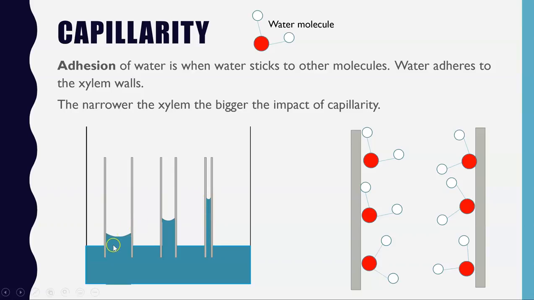from the other end. So this will be happening in the xylem as well. Without even having any pull action from the top, the water will actually move up slightly because of adhesion. And the narrower the xylem is, the bigger the impact of capillarity. So a narrow xylem will help move water up.